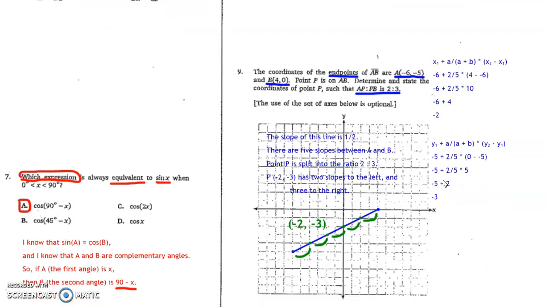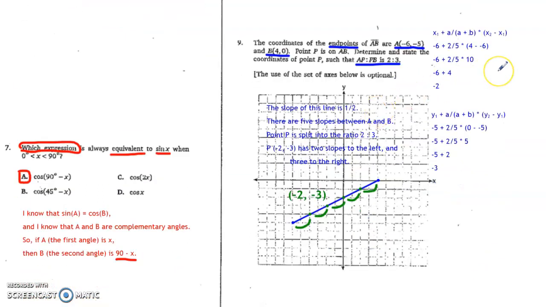That's equal to 1/3. For this one, number 9, you could use 2 different methods. You could use the formula method that I used here on the right-hand side, or you could use this, which is the so-called graphical method. I know that the slope of this line is 1/2. I found it by doing up and over, essentially, rise over run. I know that there are 5 slopes between these 2 points: 1, 2, 3, 4, 5.